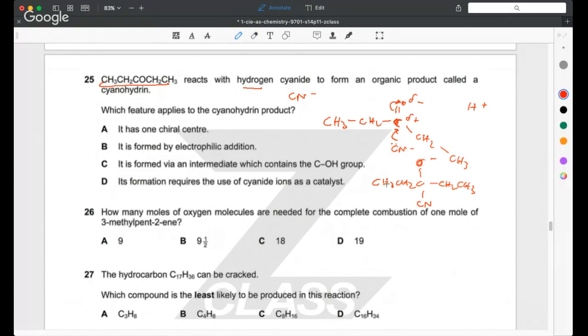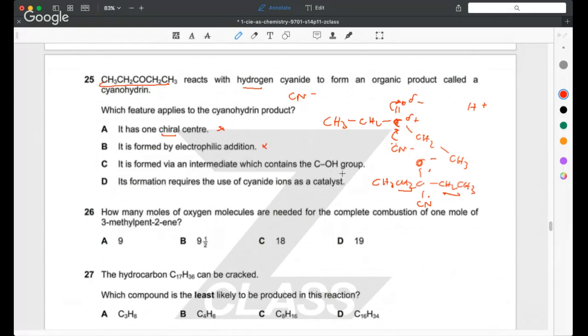Now, look at this. A chiral centre means you've got a carbon with 4 different groups bound to it. So that's 1 different group, 2 different groups, 3 different groups, but that group is the same as that. And so there are actually only 3 different groups bonded to the central carbon, not 4. So it's not chiral. Now, in this mechanism, that was a nucleophilic addition, wasn't it? That was a nucleophile attacking the carbon there. So it's not electrophilic, it's nucleophilic.